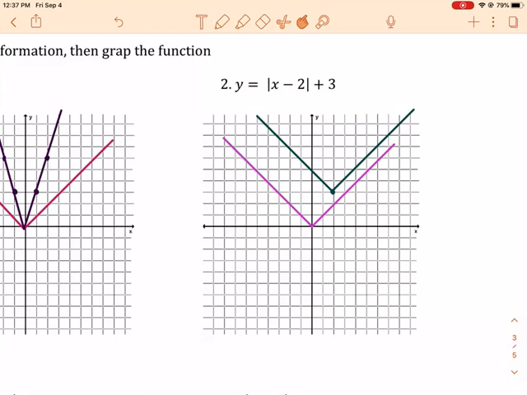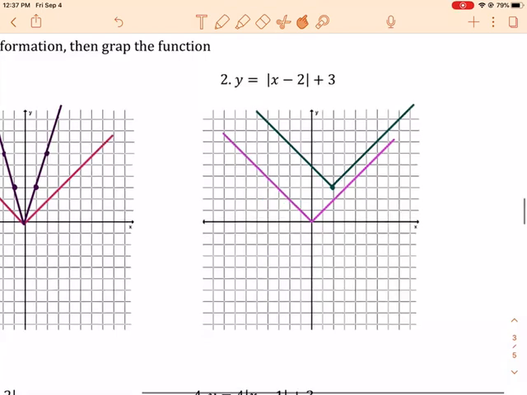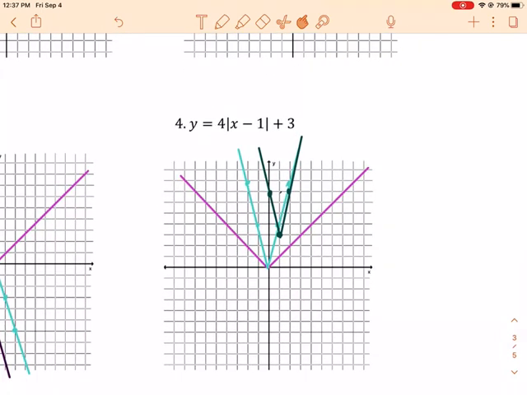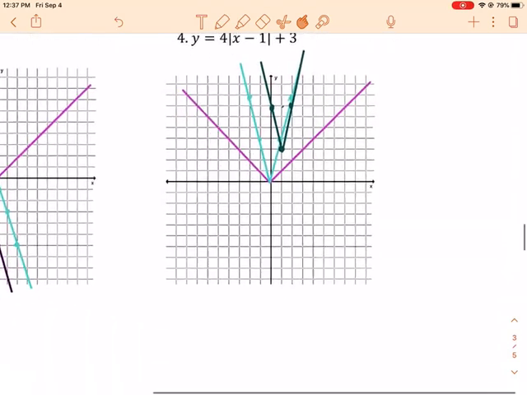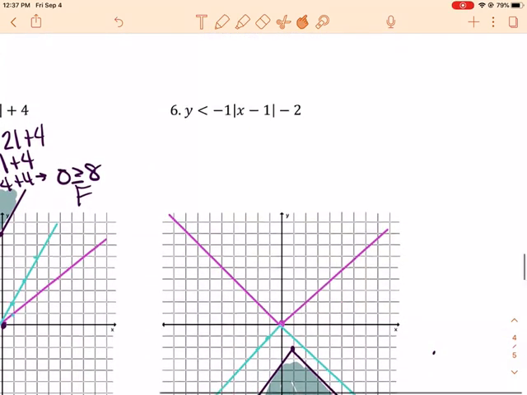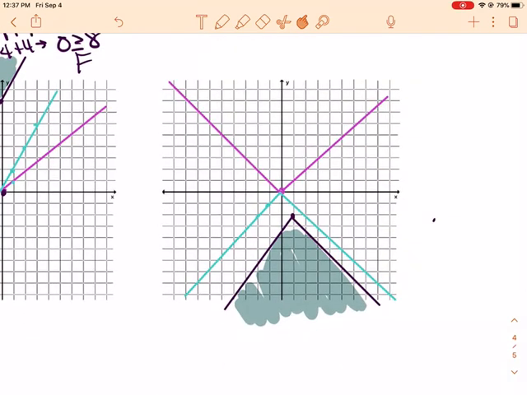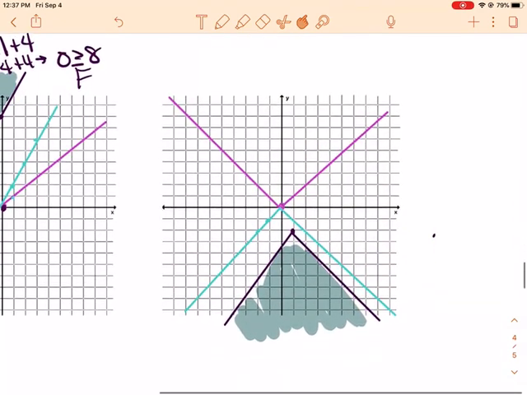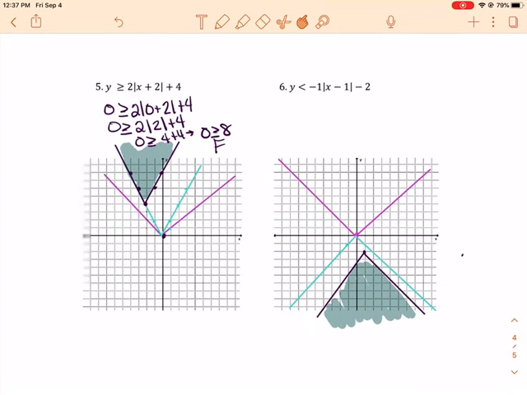All right, let's see how you did. Okay, so this was the first one. We picked it up and moved it right 2 and up 3. In number 4, we multiplied by 4, and then we picked it up and moved it right 1 and up 3. Okay, and this is our inequality. So we have the original. The -1 means we're going to flip it over. And then we moved it 1 right and 2 down. And then it's tested at point 0, 0. And we shaded inside because it was less than.